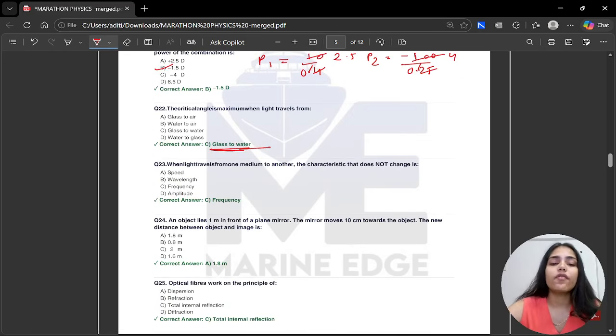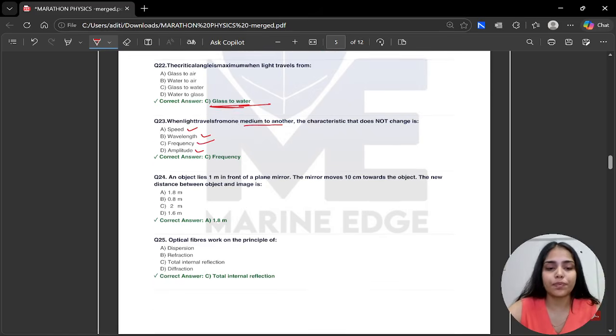Okay. When light travels from one medium to another, the characteristic that does not change is, see, speed also gets affected because of the medium. So if there is a denser medium, speed will be less. If it is a rarer medium, speed will be more. Wavelength is also dependent upon the medium. And amplitude, how high or low the wave size will be, that also depends upon the medium. But what does not depend upon the medium is the frequency. So frequency remains unchanged. Next.